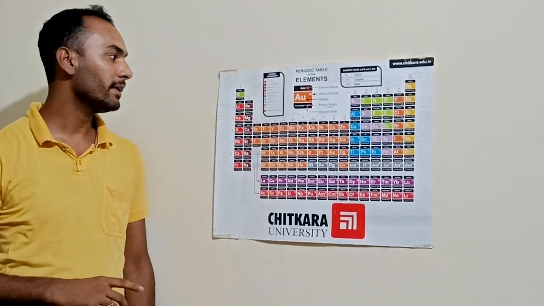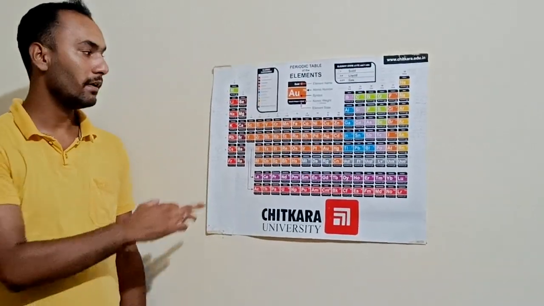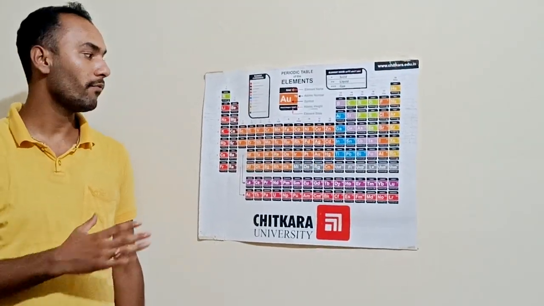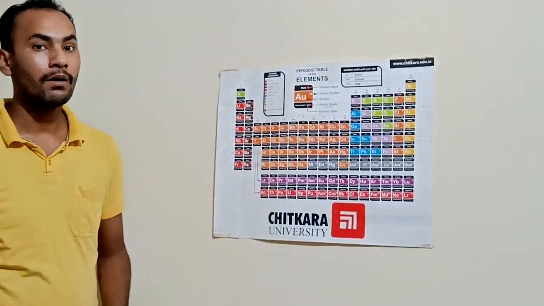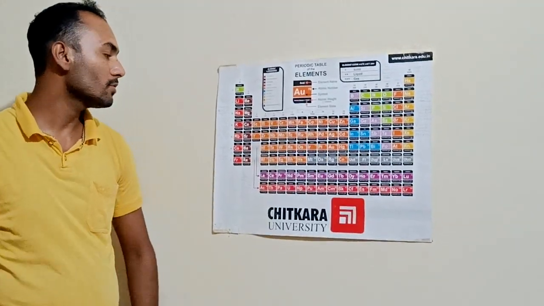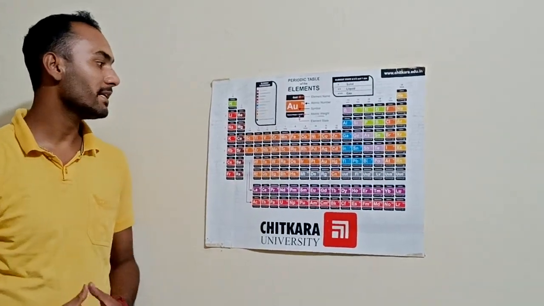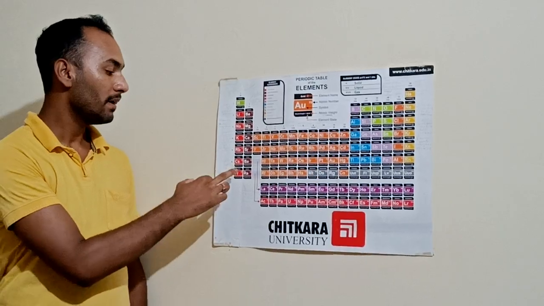Now, one interesting fact: in some periodic tables hydrogen is placed in group 1, but still it is not a member of either group because it shows some anomalous behavior from the rest of the elements. So it has been placed separately above the periodic table. In the second group, we have elements such as beryllium, magnesium, calcium, strontium, barium, radium.